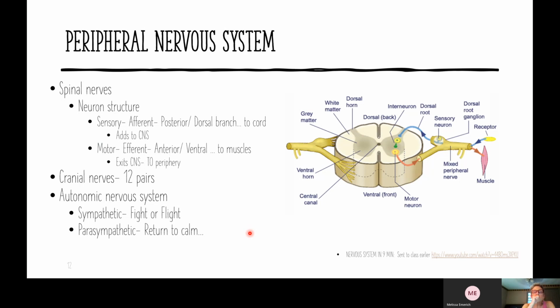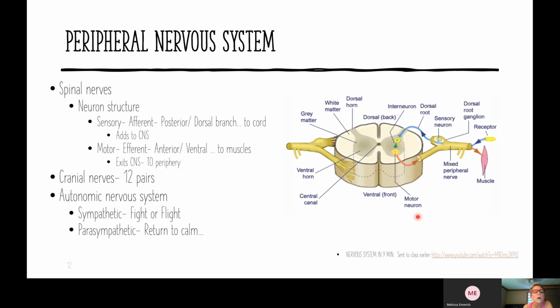All right. The cranial nerves, there's 12 pairs. So we've got the receptors coming in, and then I'm going to go ahead and tell the muscles what to do.